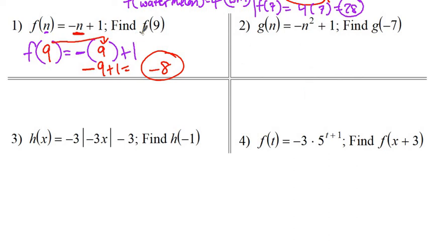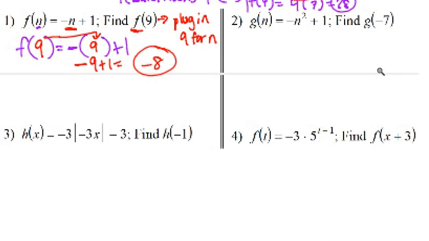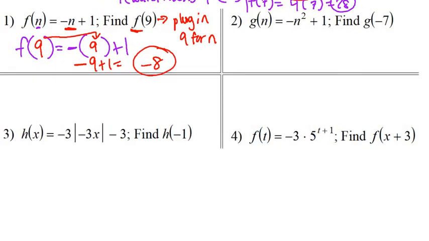So don't be confused by the f. F is not a variable. We're not trying to solve for f. This is not an equation. F of 9 is just another way of saying plug in 9 for n, or plug in 9 wherever you see an n. So if you haven't already, try to pause and see if you can do numbers 2, 3, and 4 on your own. Alright, so let's rewrite g of n.